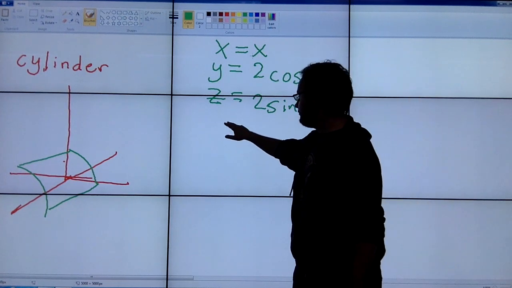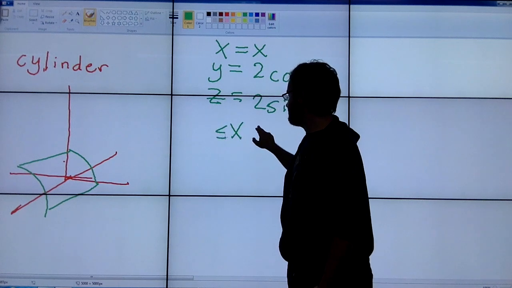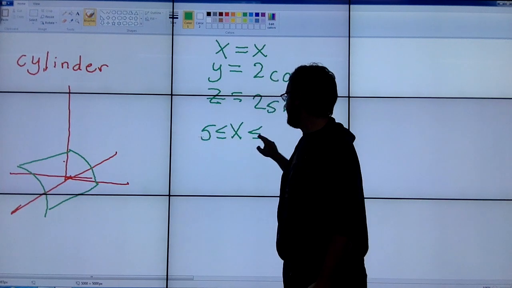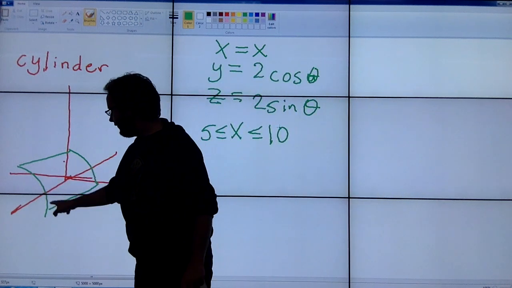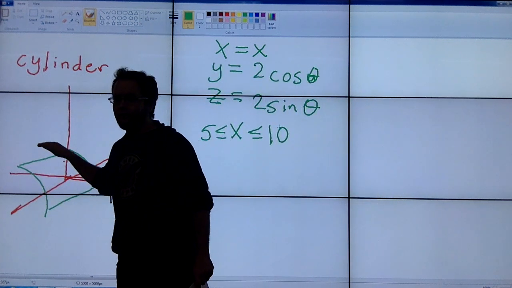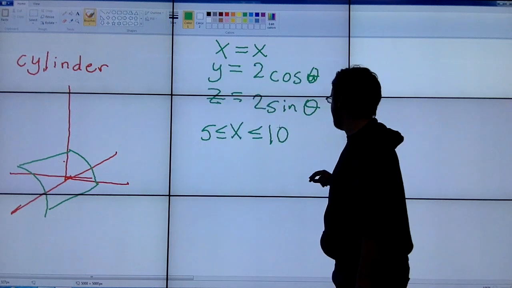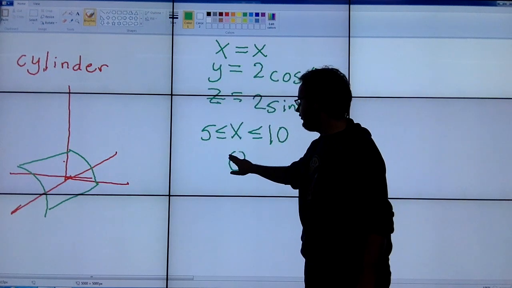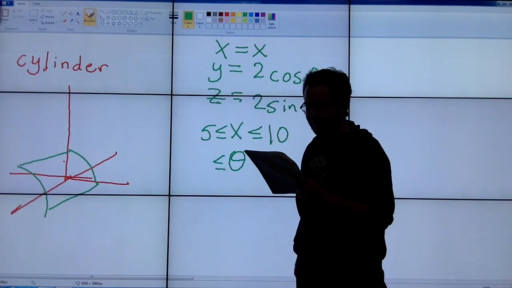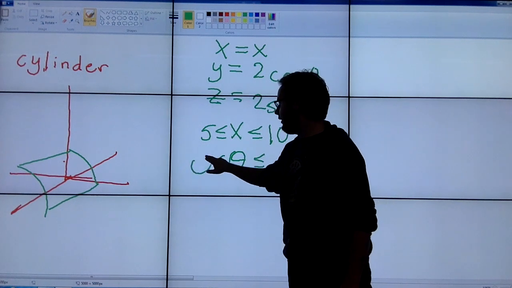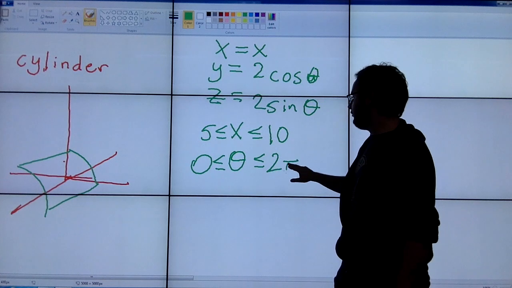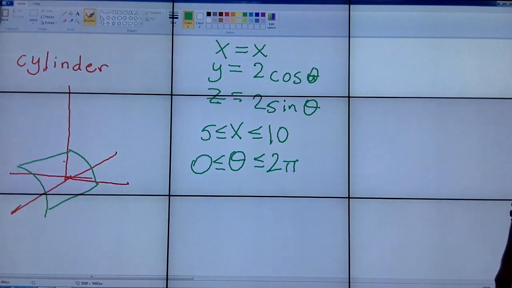What are my bounds on x? 5 to 10. What are my bounds on theta? If I had said first octant, where I want only this quarter cylinder, I would say theta goes from 0 to pi over 2. But I didn't restrict that by saying first octant anywhere, did I? No, I didn't. So theta goes from 0 to 2 pi. I want to get one full revolution of this cylinder. Any questions on that? All right, that's our parameterization.